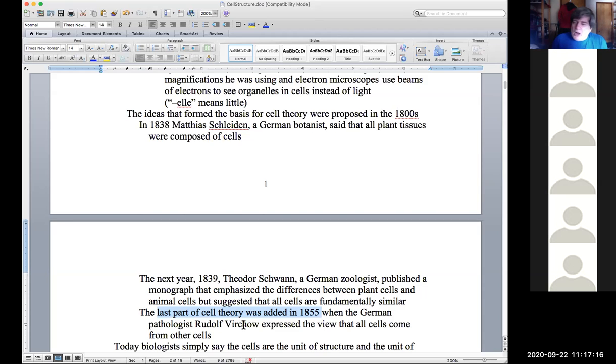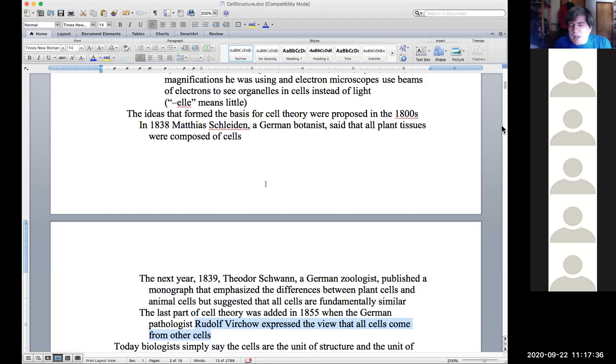So a lot of people thought, well, maybe you can't make big living organisms like mice, but maybe you could make small cells. They're microscopic. Maybe they could just pop into existence. So Virchow said, no, every cell comes from another cell. It doesn't just pop into existence.